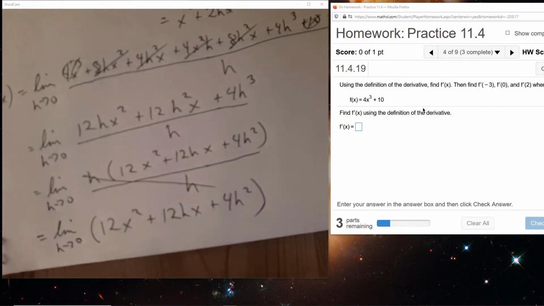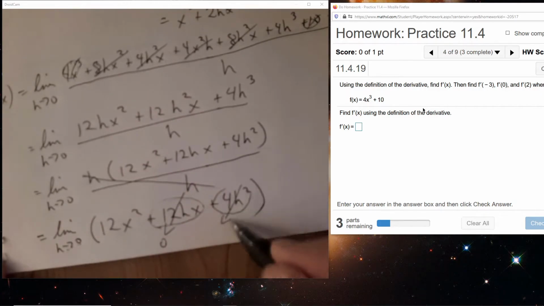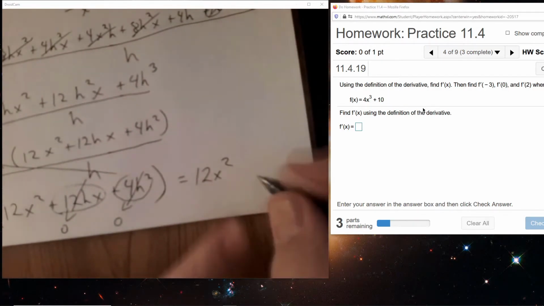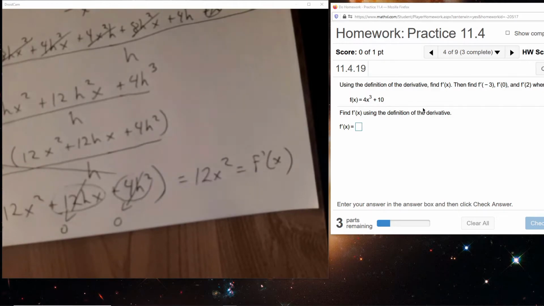So if we look at this now, as h gets forever closer to 0, this whole thing right here has an h in it, so this whole term is going to 0. This also has an h in it, which means this whole term is also going to 0. And all that's left will be 12x squared. And that is our derivative.